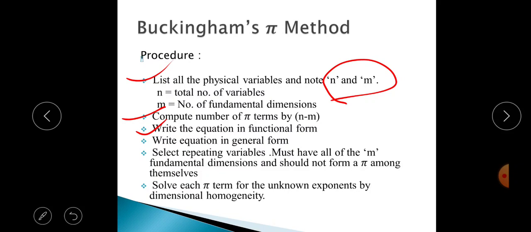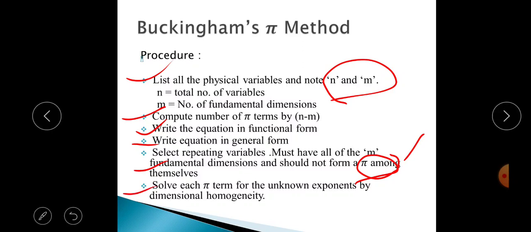Then after we write the equation in functional form, like function of x1, x2 and so on is equal to 0. Then we write the equation in general form, and after that we select repeating variables, and it must have all m fundamental dimensions and should not form a pi among themselves. This is an important point. It must have all the m fundamental dimensions and should not form a pi among themselves.